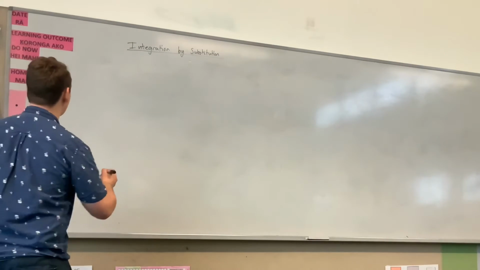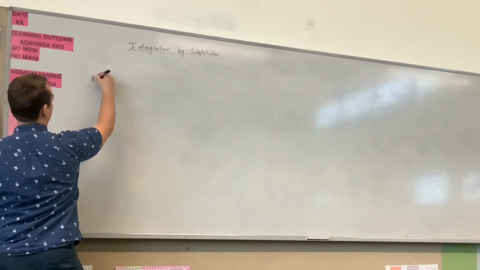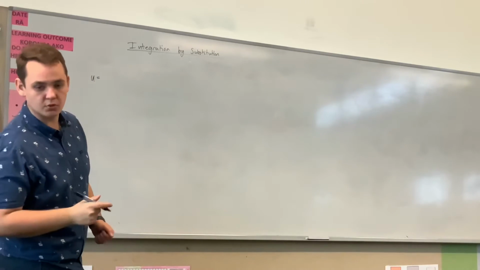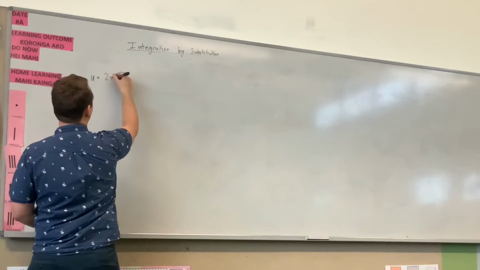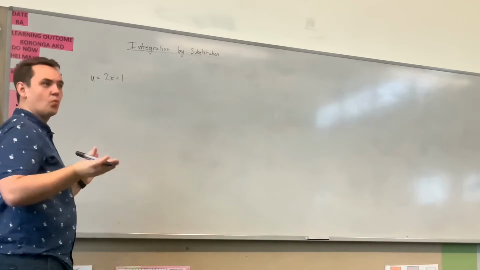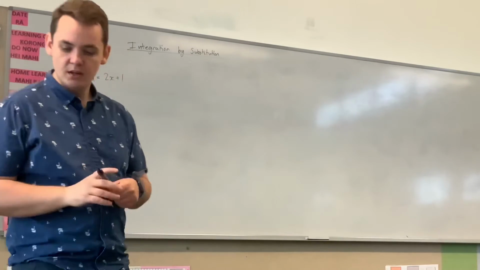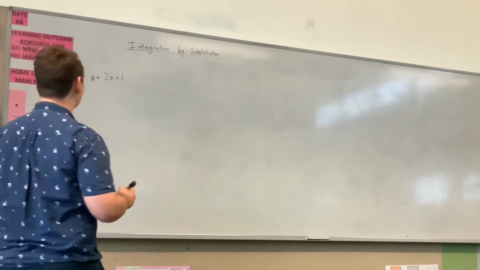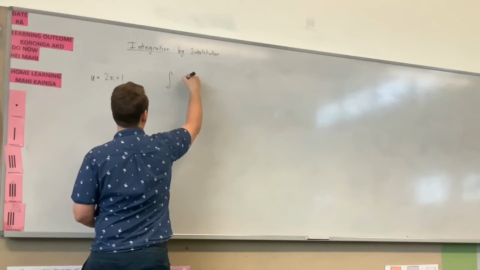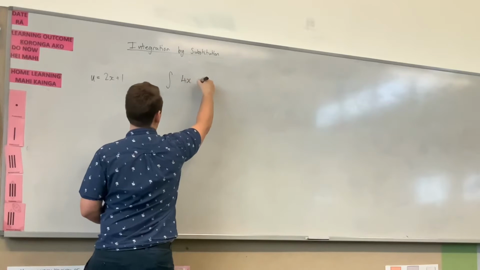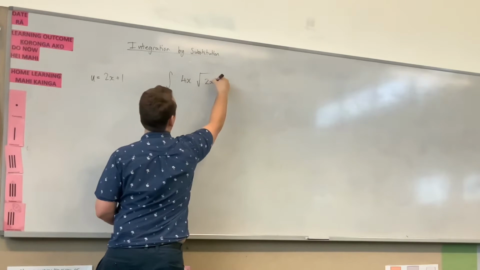So, the first question that we're going to look at says, let u equal 2x plus 1. And they do tend to give you the substitution. You don't need to normally work out what substitution to use. So they say, let u equal 2x plus 1, integrate 4x times root 2x plus 1.